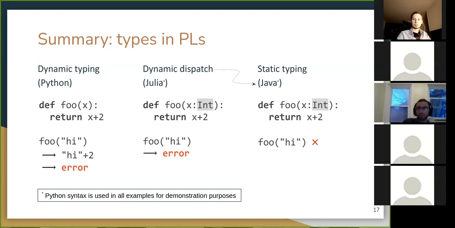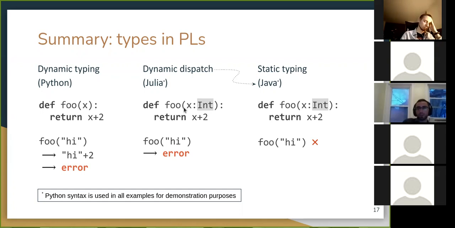Julia, with dynamic dispatch, maybe you said this already, if so, I apologize, but how do you handle something like: if false, return foo of hi? This will fail. Like the type error happens after a condition that will never be satisfied, basically.